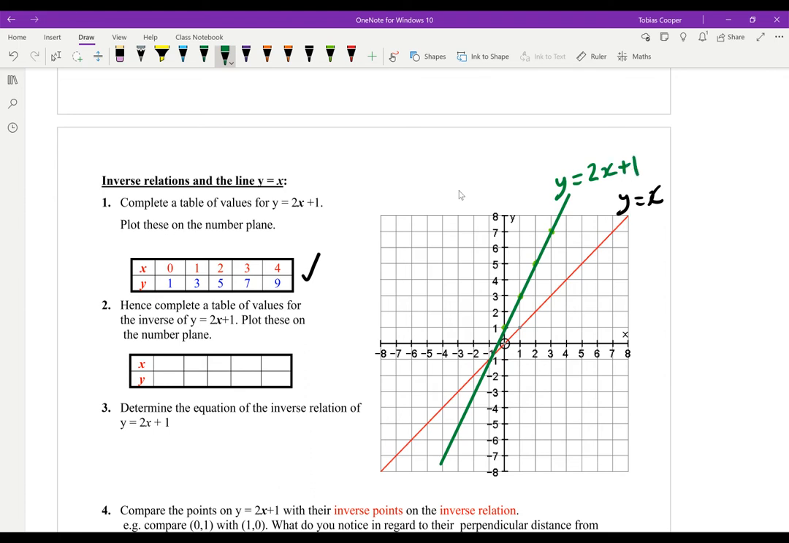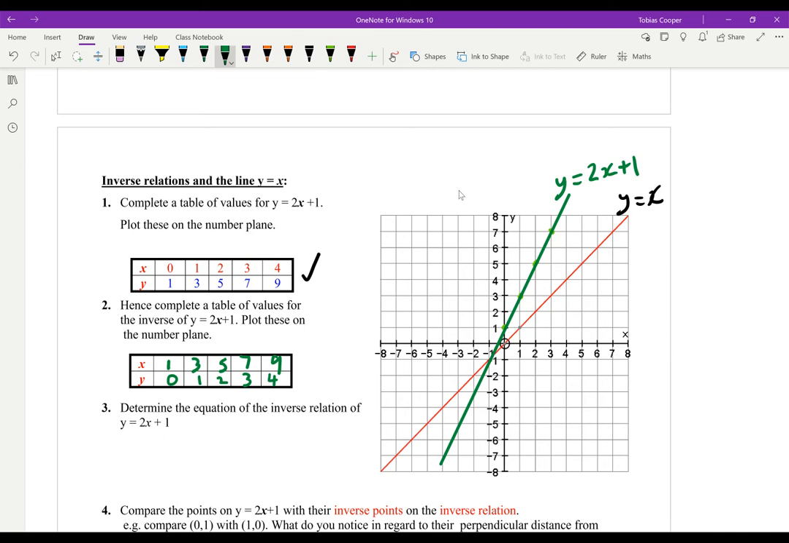Now I'm going to graph the inverse. And we know that the inverse will have the x and the y values swapped over. So I'm just going to take those y values and put them in the x row. So I'll get 1, 3, 5, 7, 9 in the top row there. And then I'll take the x values and put those in the y row. So that's 0, 1, 2, 3, and 4.